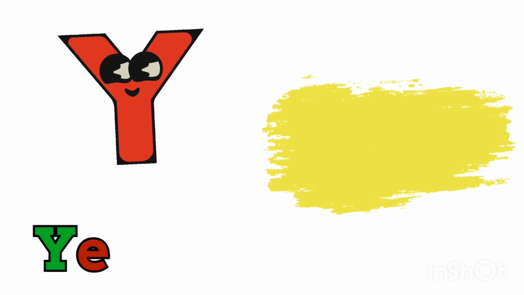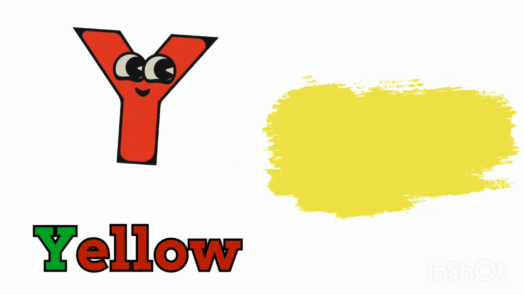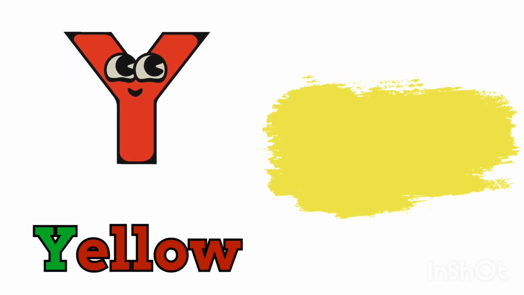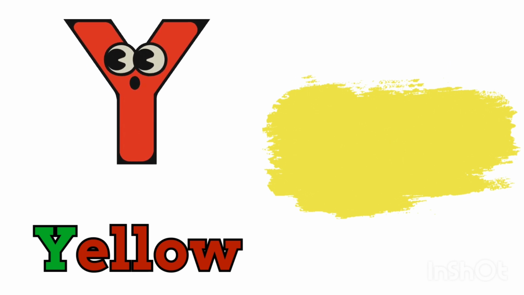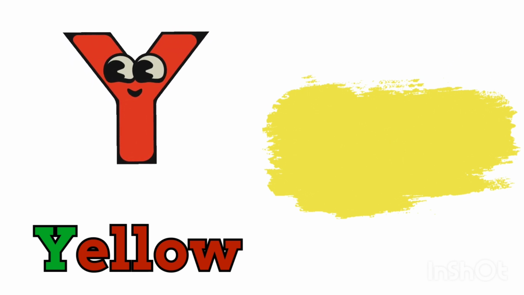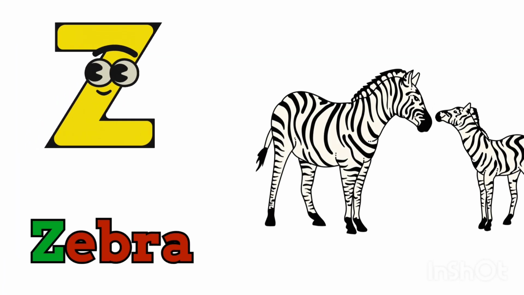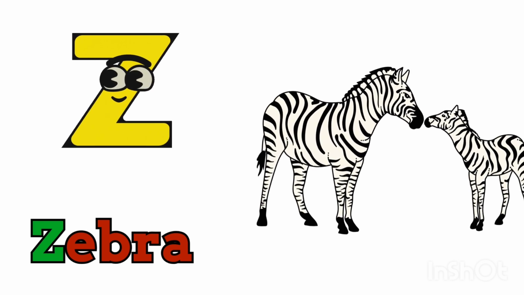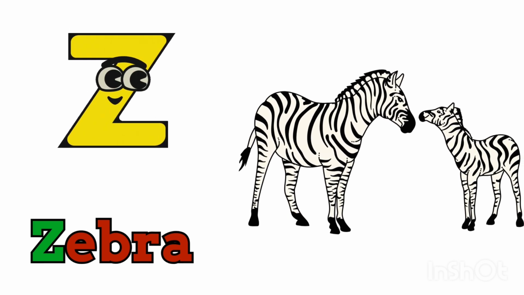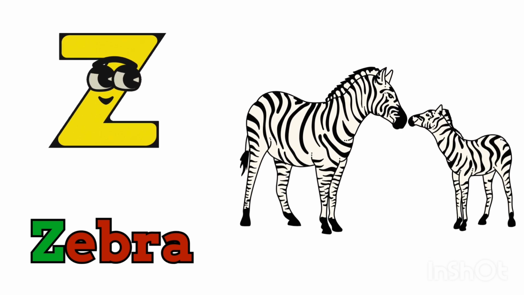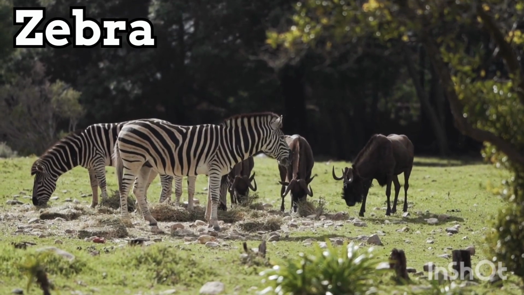X-ray. Y, Y for yellow. Y-E-L-L-O-W. Yellow. Z, Z for zebra. Z-E-B-R-A. Zebra.